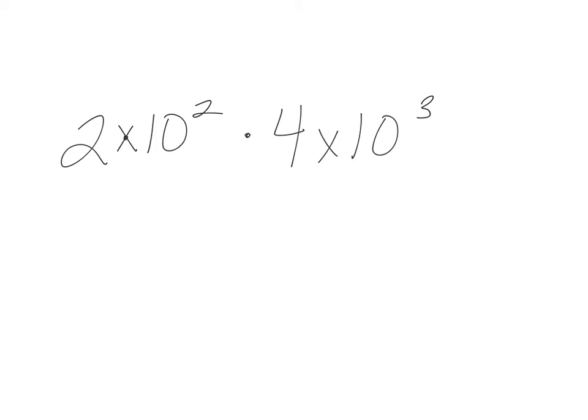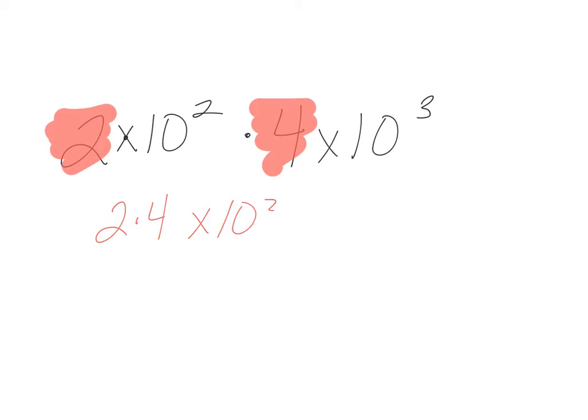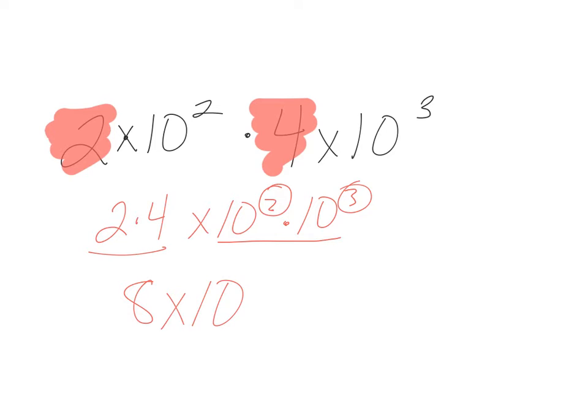So I see these values out in front, these coefficients here, the 2 and the 4. I'm going to multiply those two numbers together like I always would. So 2 times 4, and then I have times 10 squared and times 10 to the third. Well, 2 times 4, that's real easy. That's 8. And then here, look at this. I have the same bases being multiplied together. And if we remember our exponent rules, that means that we would add the exponents together. So this becomes 8 times 10 to the 5th.